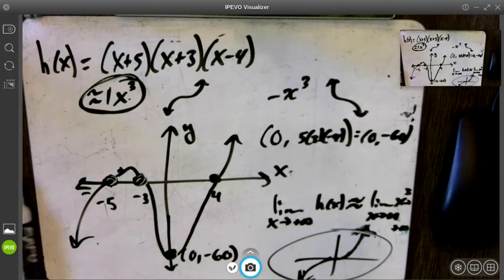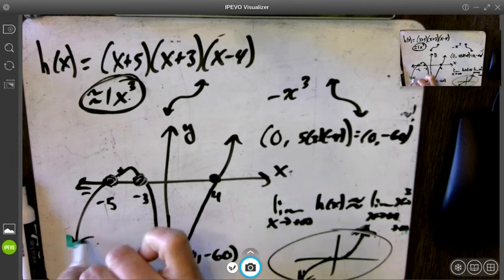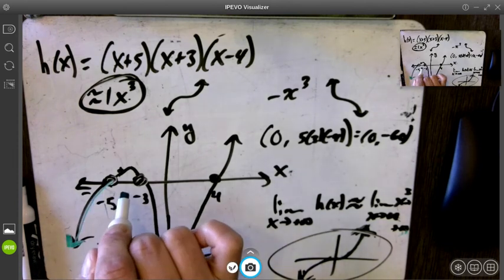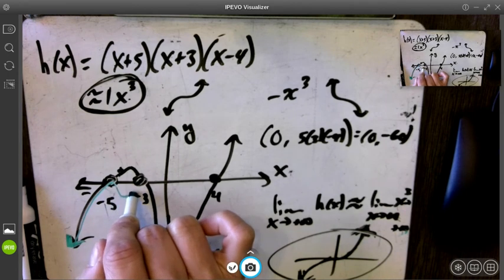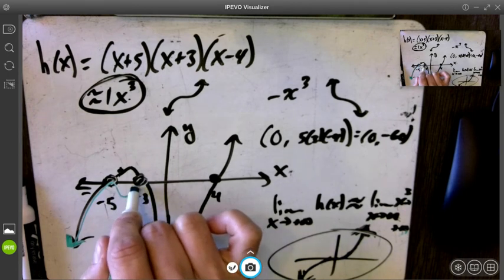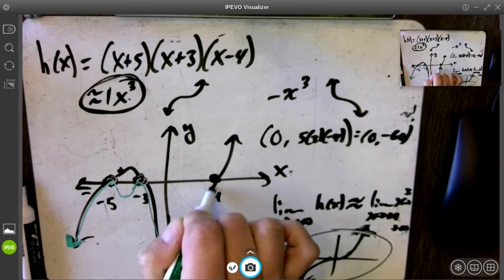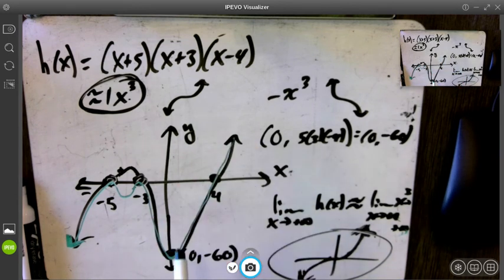Now, what if we try to draw this differently? What if I hit -5, but then I have to hit -3, but I don't want to cross the x-axis? It would have to look like this. And then, wait a second, I couldn't cross the x-axis again. I'd have to come down here, and then I'd have to come down here. So it would still have the same shape, but watch this.